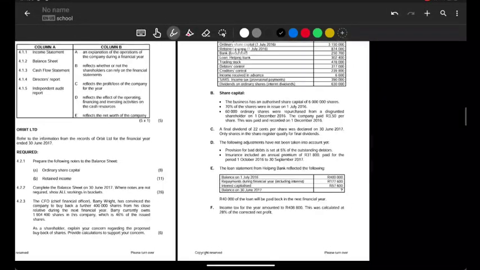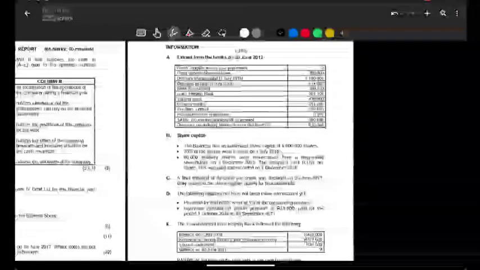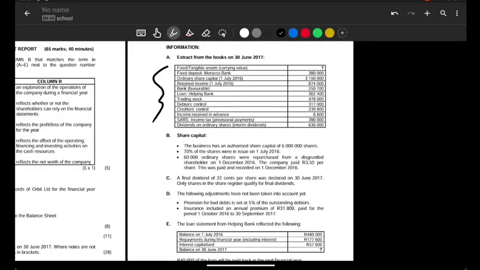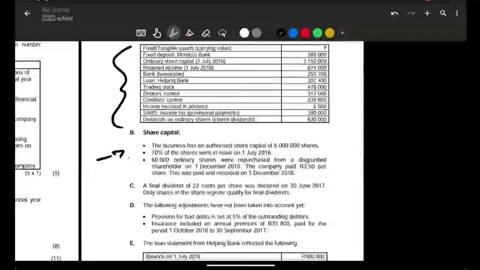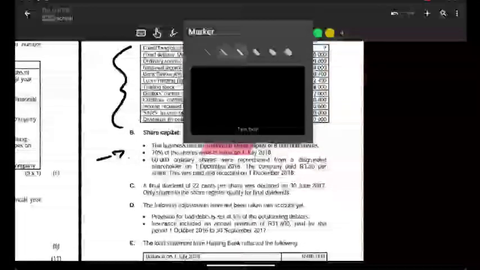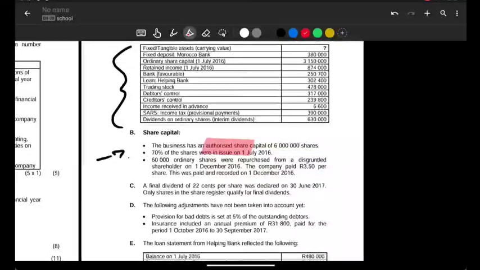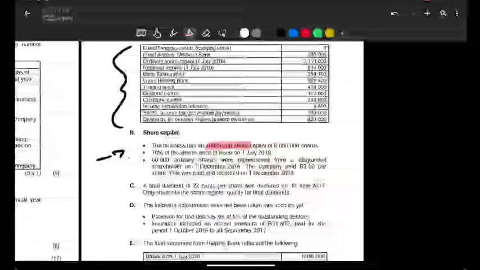Then we can just go on ahead. We have our balances here with everything there, and then here's the information regarding share capital. So I'm going to start there. Share capital, the business has authorized share capital of 6 million shares, right? Authorized shares just means that is the amount of shares that they're allowed to give to the public, right? Doesn't mean that's how much that they actually gave.